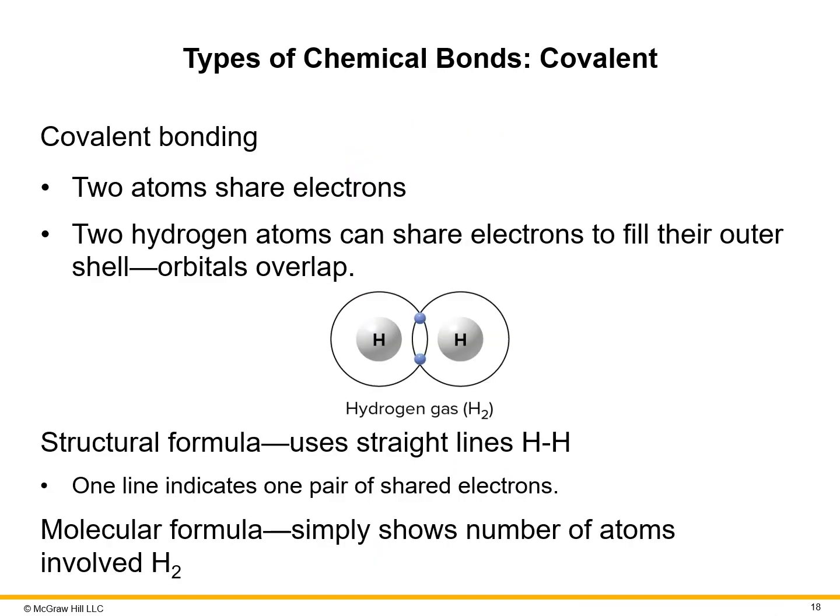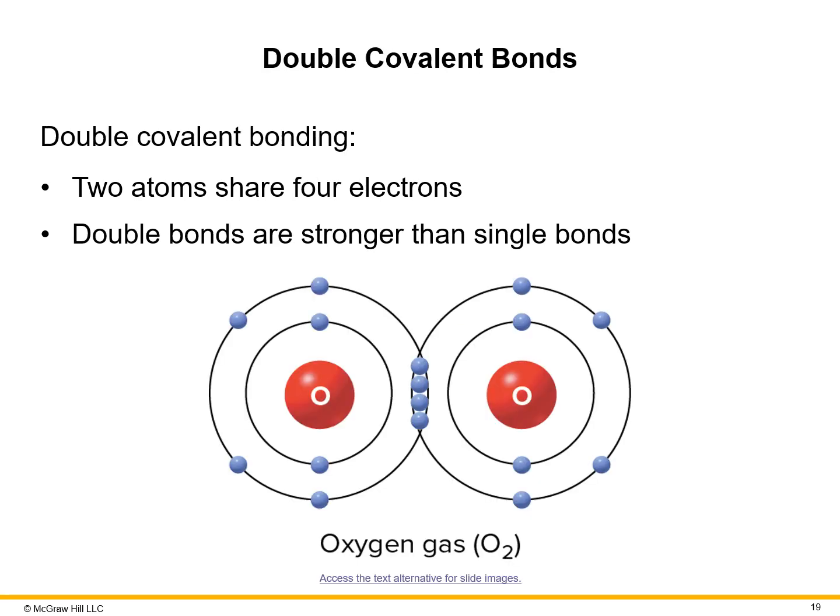And then with covalent, this is where 2 atoms are sharing their electrons. So 2 hydrogen atoms can share electrons to fill their outer shell, and then their orbitals overlap. As you can see in the middle, it kind of makes me think of a Venn diagram. The structural formula uses straight lines as a connection. So one line shows that you have a shared pair of electrons. But the molecular formula just shows the number of atoms involved, to keep it simple.